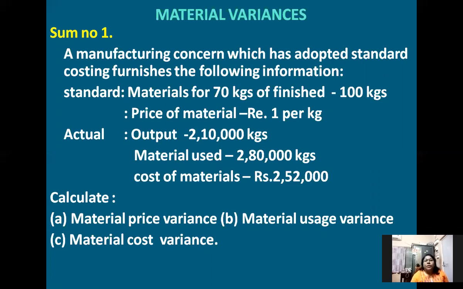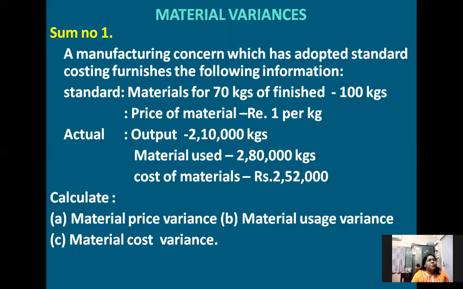The information we have is given separately for standard as well as for actual. Look at the information available for the standard. Analyze what is given in the problem and what we need to calculate for the variances. Under standard costing, whatever variances you are going to calculate, look at what information is available, and then work out the answers by doing the working notes.